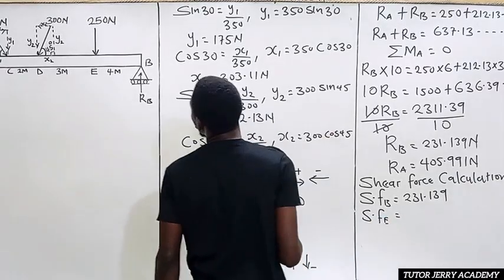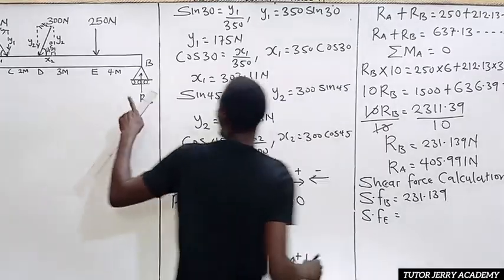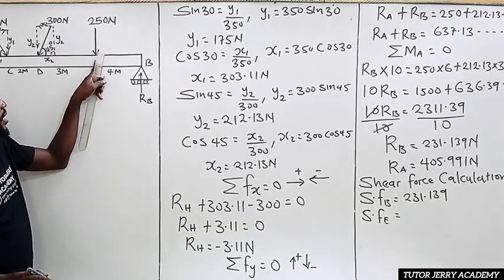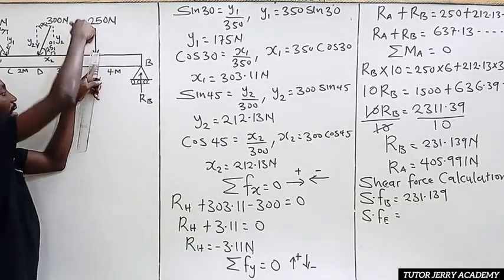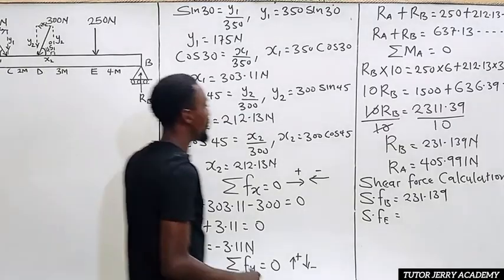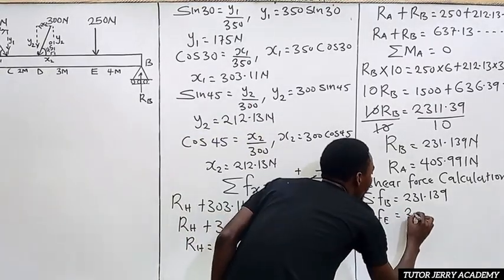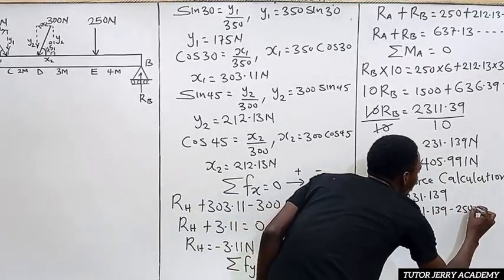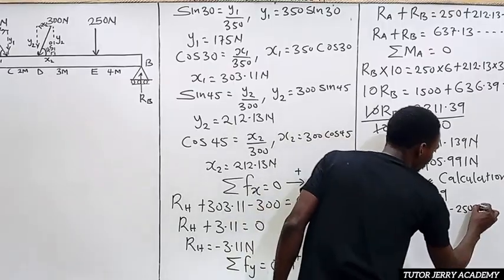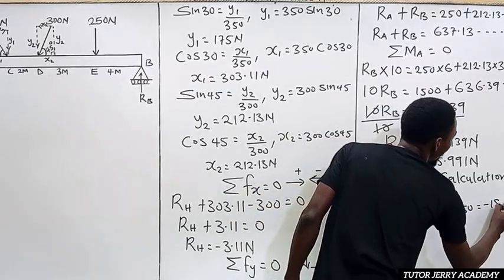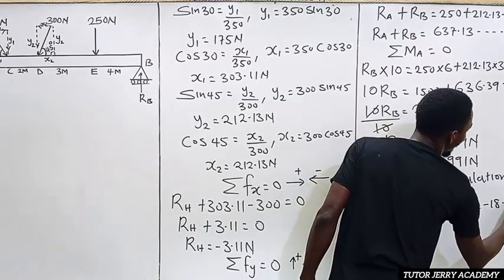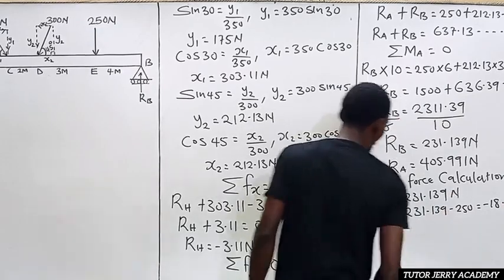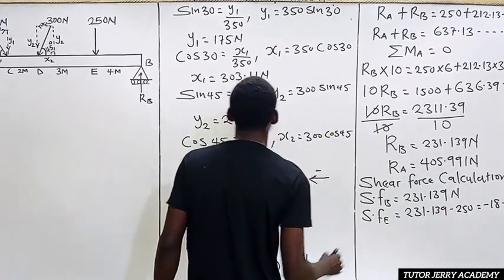All right. So the next one is the shear force at point E. The shear force at point E: we stand at point E here. We have two forces here, the upward and the downward. That is ROB minus 250. That is 231.139 minus 250. So if we do that, what are we going to have? Minus 18.861 Newton. All right, this one too is in Newton.